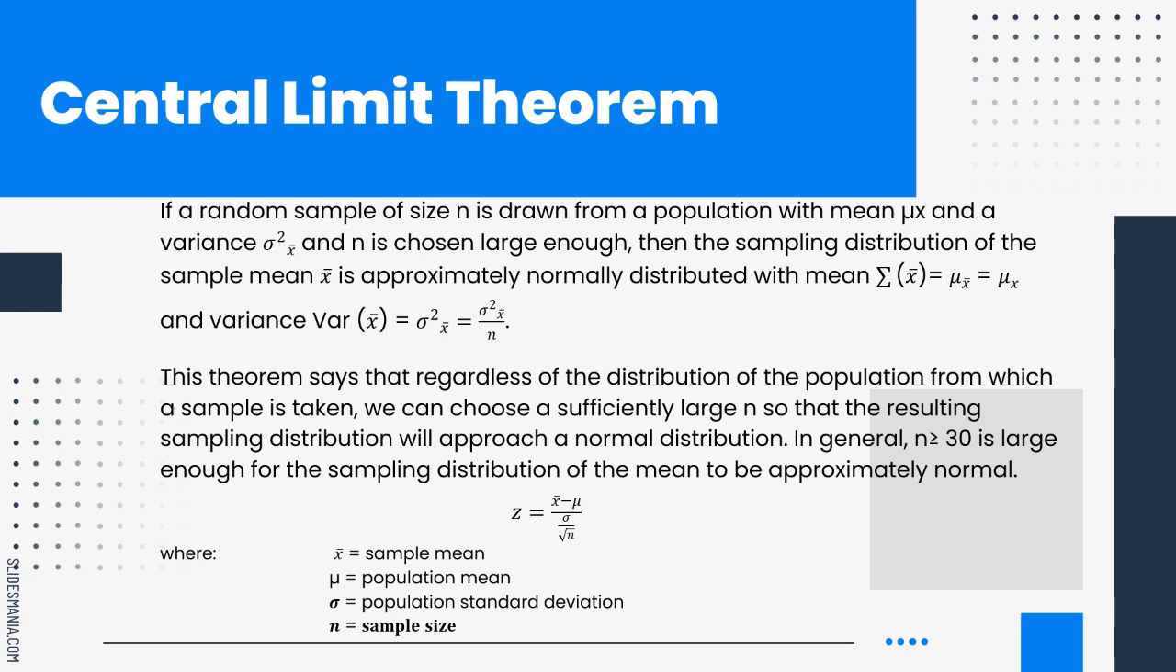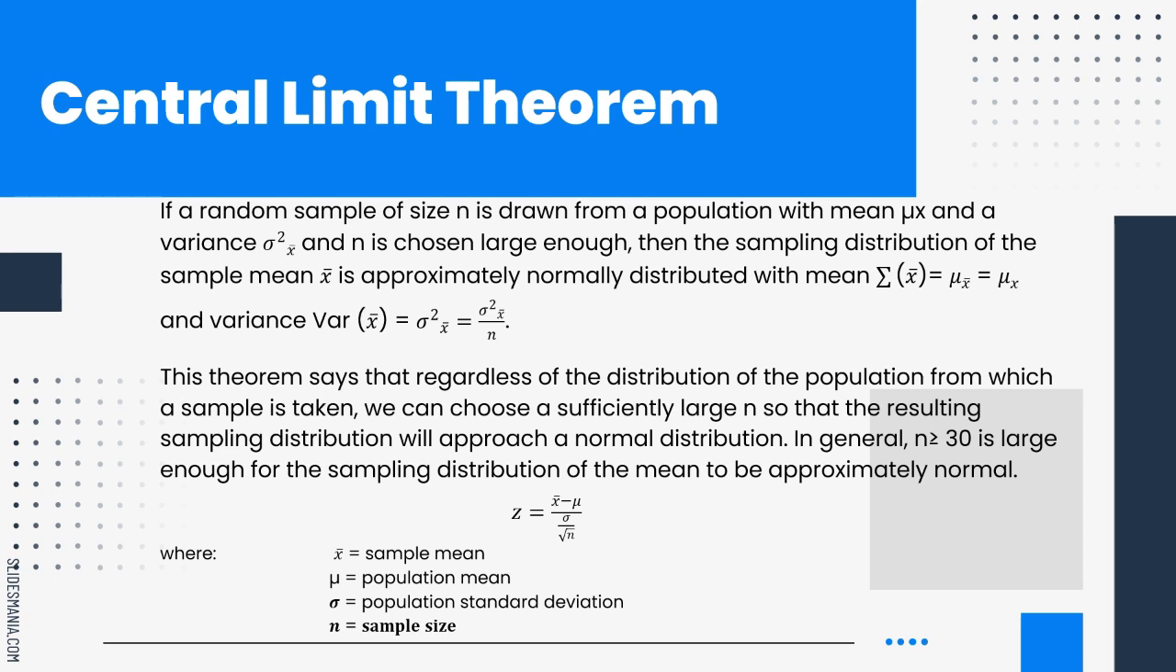This theorem says that regardless of the distribution of the population from which a sample is taken, we can choose a sufficiently large n so that the resulting sampling distribution will approach a normal distribution. In general, n greater than or equal to 30 is large enough for the sampling distribution of the mean to be approximately normal.